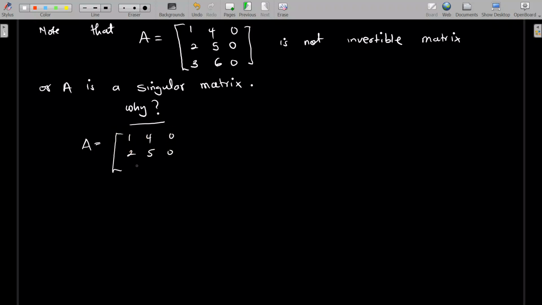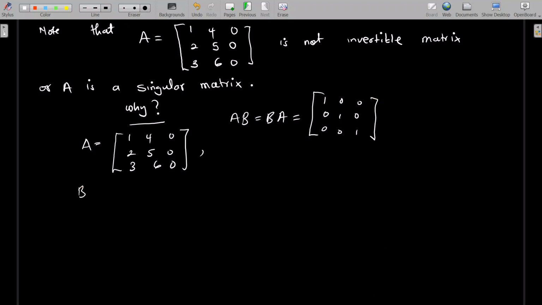What I'm going to do is use some claim here. If A is invertible, then maybe I should get some matrix B such that either AB or BA gives me the identity matrix of 3 by 3, because A is a 3 by 3 matrix, so I should get 1 0 0, 0 1 0, 0 0 1. This is the identity matrix for a 3 by 3 matrix, right? So if A is invertible, then these things should work.